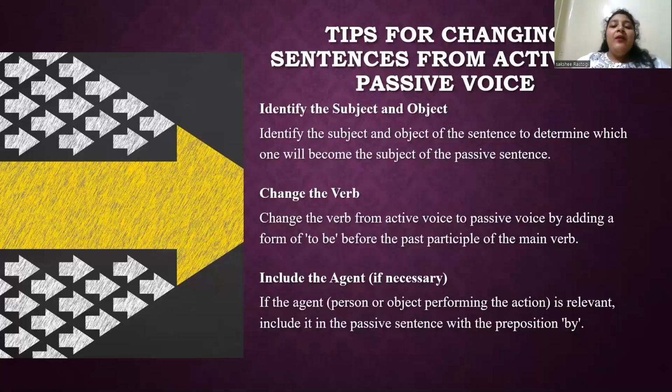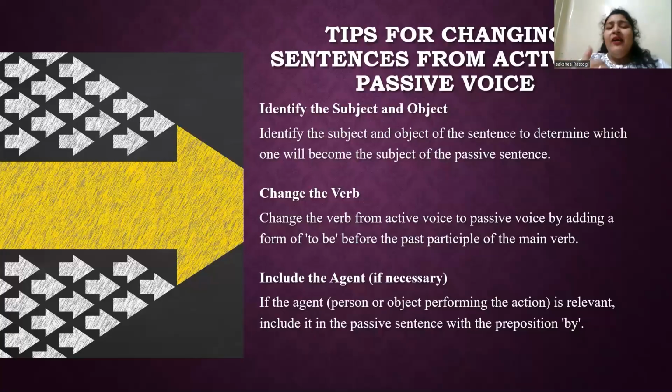So use the appropriate form of be. For example, am, is, are, was, were. In the present tense, use am, is, or are. For example, I am written, she is loved. In the past tense, use was or were. For example, I was written, they were loved.